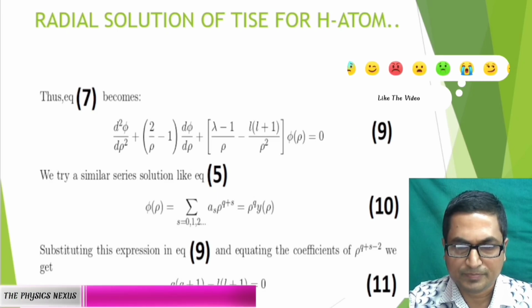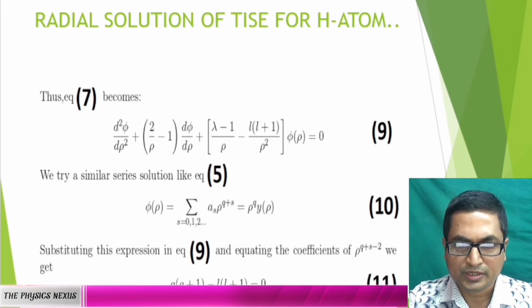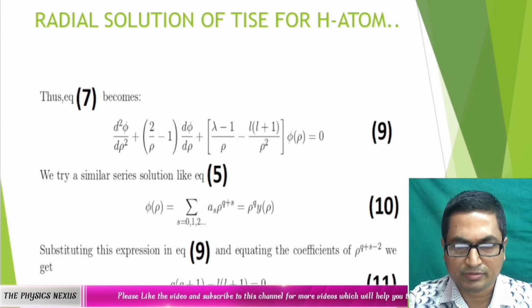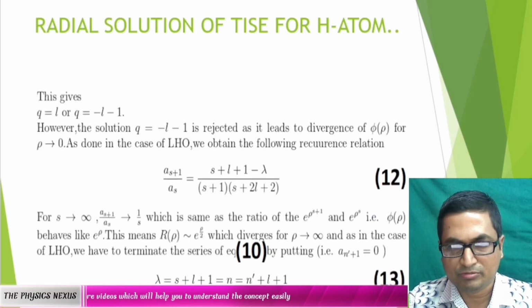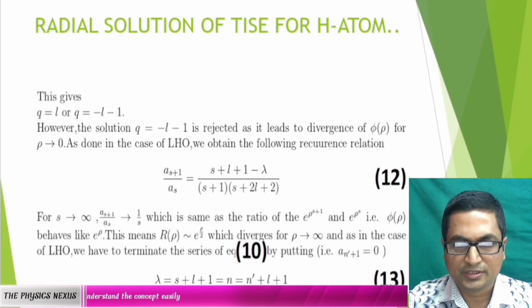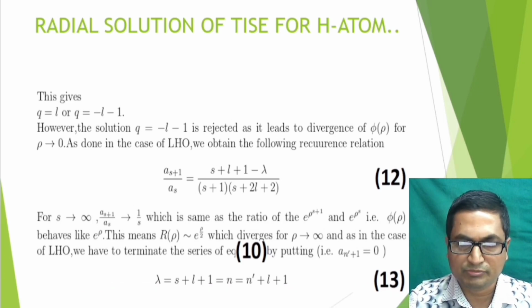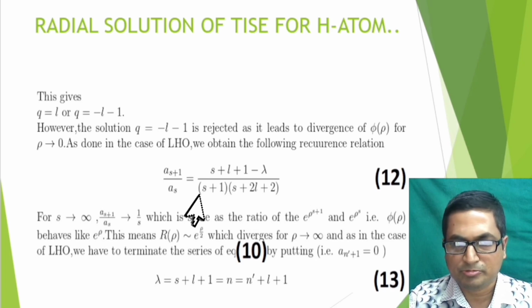If we take q equal to minus L minus 1 and put rho equal to 0, or in the range rho tends to 0, this part will be diverging, leading to infinity, and that's why I discard the solution q equal to minus L minus 1. And in the same way, just like a linear harmonic oscillator, we are ultimately left with a recurrence relation like this: a s plus 1 divided by a s is equal to s plus L plus 1 minus lambda, divided by s plus 1 into s plus twice L plus 2, as given by 12.